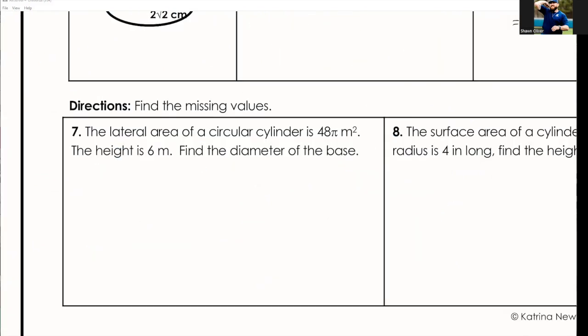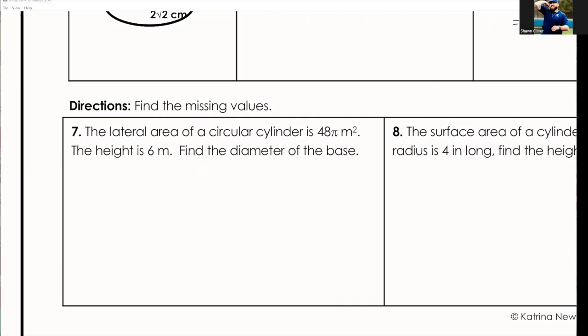So for these last two, we're going to reverse engineer some of the information we had. For the last one, they gave us height, they gave us radius, so we didn't have to work too hard. On this one, they're going to hit us with different pieces of information. They're probably going to give us lateral area and surface area, and then ask us to find either the radius or the height of our cylinder.